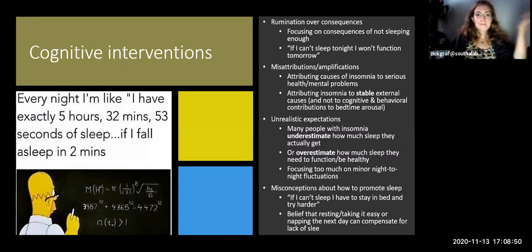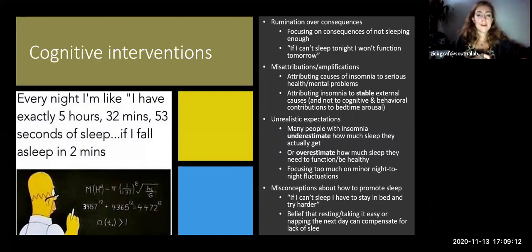And then lastly, going back to some of these behavioral stimulus control techniques, people with insomnia often have misconceptions about how they should be promoting sleep. So one thing that people with insomnia will do is they'll try really, really hard to sleep. And that does not work. It creates arousal, it creates anxiety. You can't try to sleep. Sleep is just something that happens. We can't control it, really.